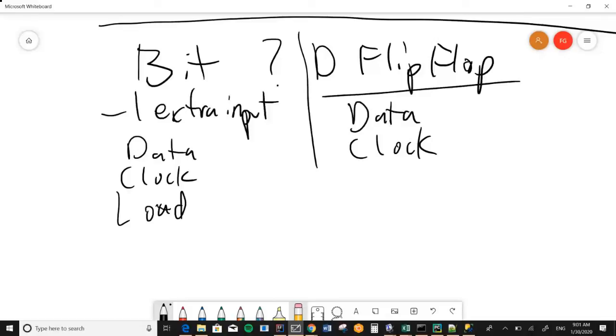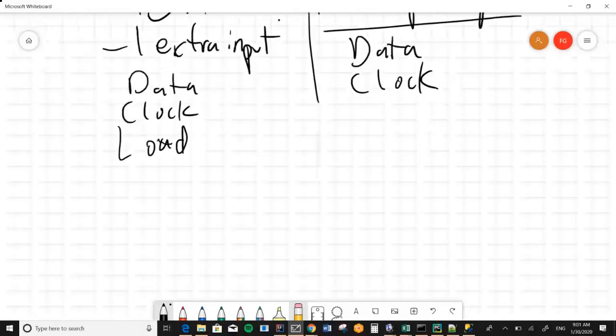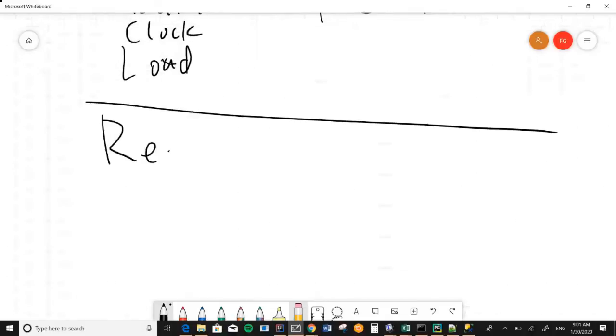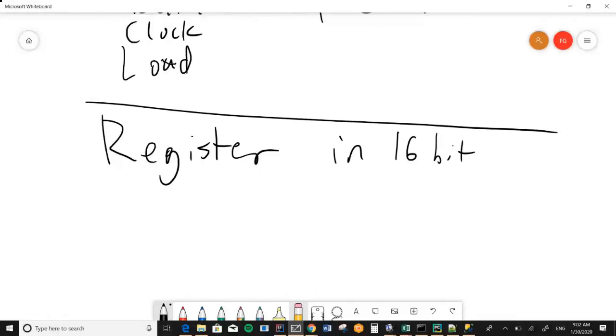So the next circuit you're going to build is called a register. So what's in a register? It has a 16-bit input. It has a load bit and a 16-bit output.